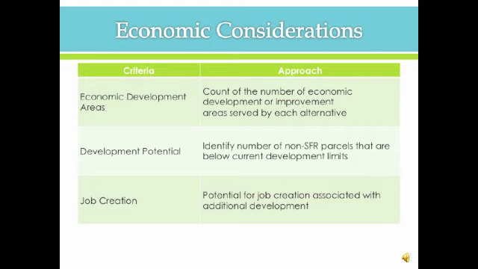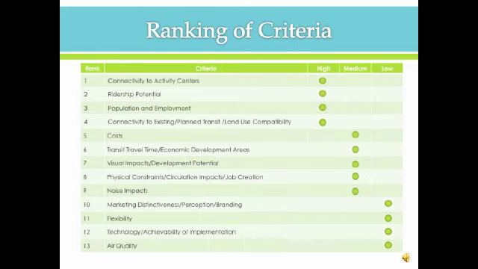Economic considerations include the 3 criteria shown on this slide. Economic development areas: this item examines the number of potential future development sites located adjacent to each alignment alternative. Development potential looks at the total development potential along each alignment alternative. Job creation considers the type of development that is permitted in parcels along each alignment alternative and the potential for job creation based on the development potential identified for these sites.